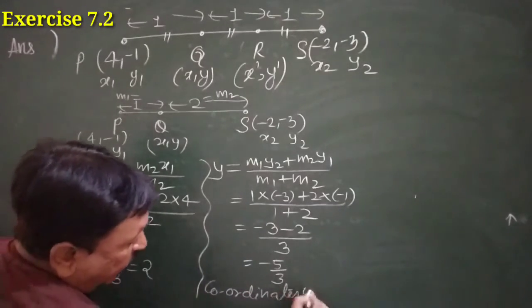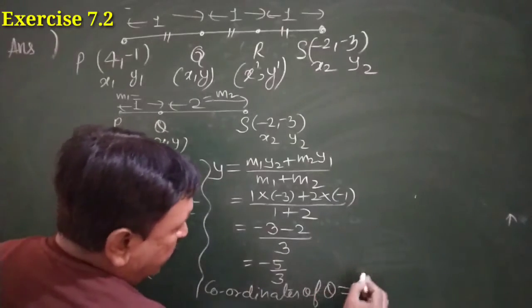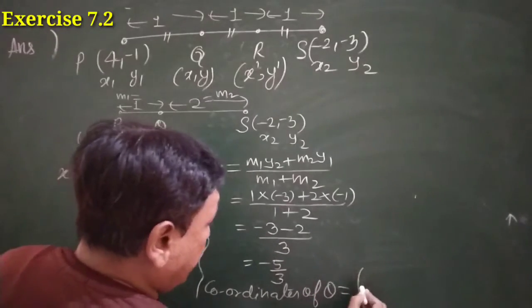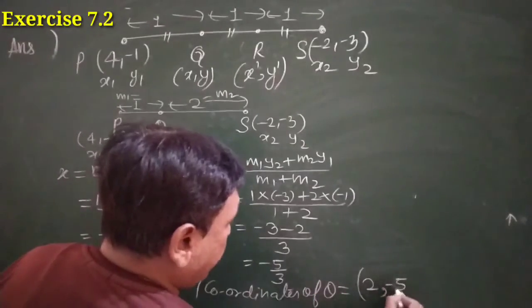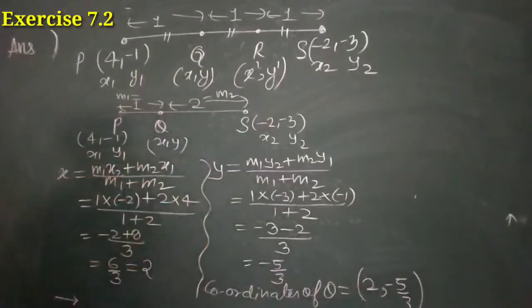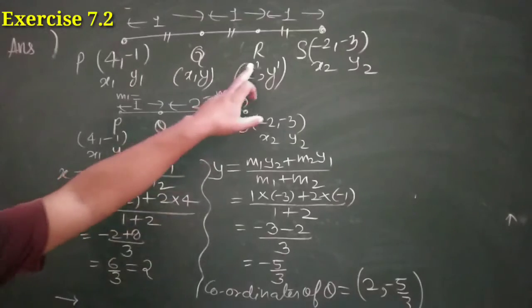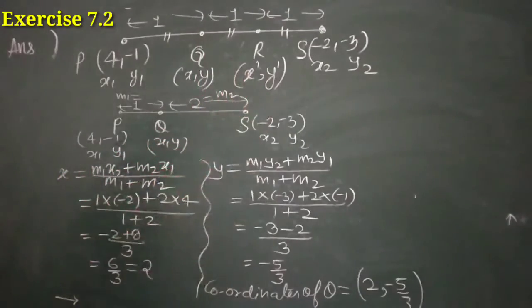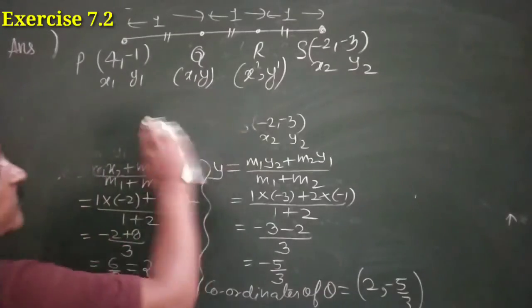Coordinates of Q, how much? 2 comma minus 5 upon 3. Now what do we have to do? We have to find out the coordinates of R also. So see on the board. Okay, note this thing in a proper way. This is done. Now we have to find out the value of x dash and y dash.